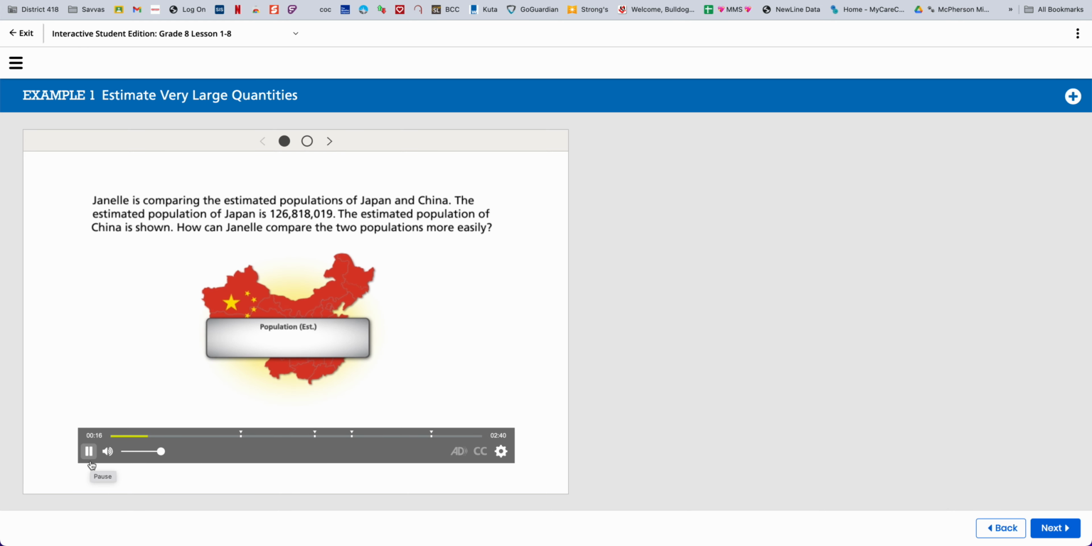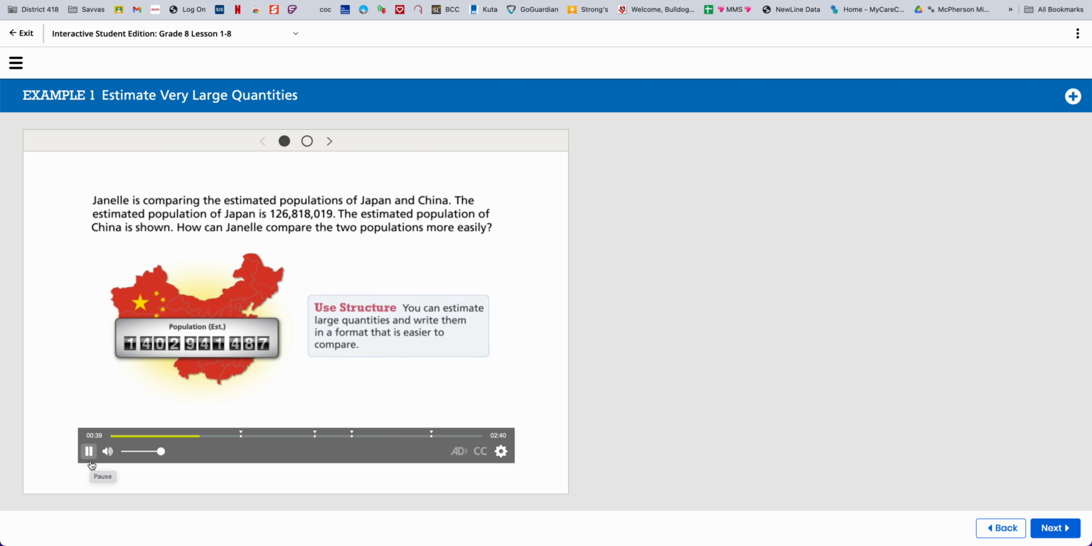Janelle is comparing the estimated populations of Japan and China. The estimated population of Japan is 126,818,019. Here's the estimated population of China. Billion. How can Janelle compare the two populations more easily? You can estimate large quantities and write them in a format that is easier to compare.